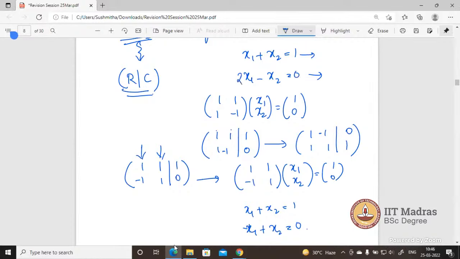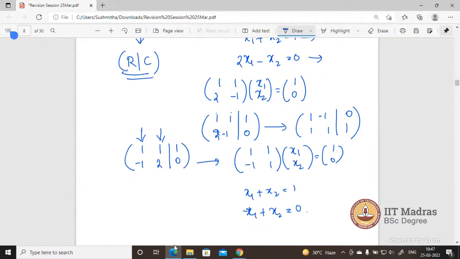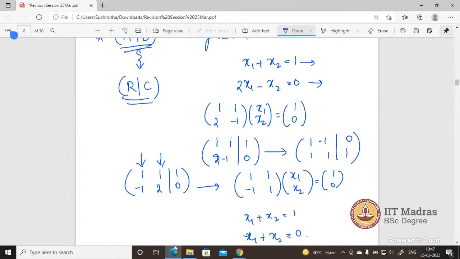Let's say I put 2 here. So if I had this 2, then this would be minus 1, this is 2. Now I'm completely changing the solutions, right? What is the solution here? 2x is equal, x1 is equal to x2. So x1 is equal to 1 by 3, x2 is equal to 2 by 3.